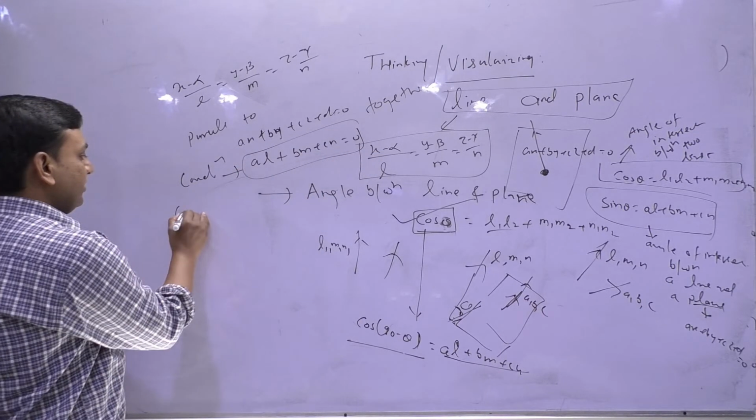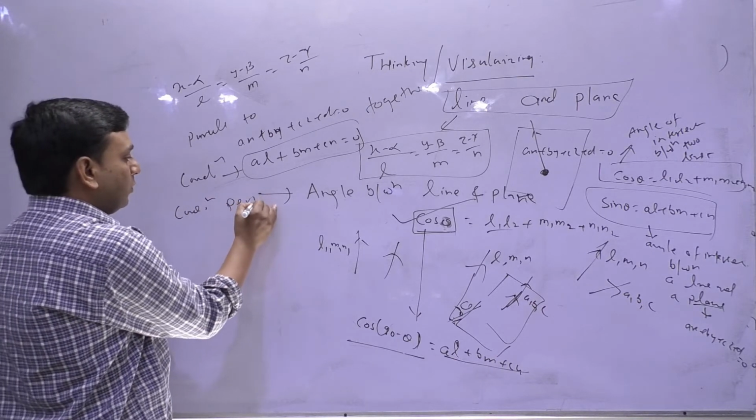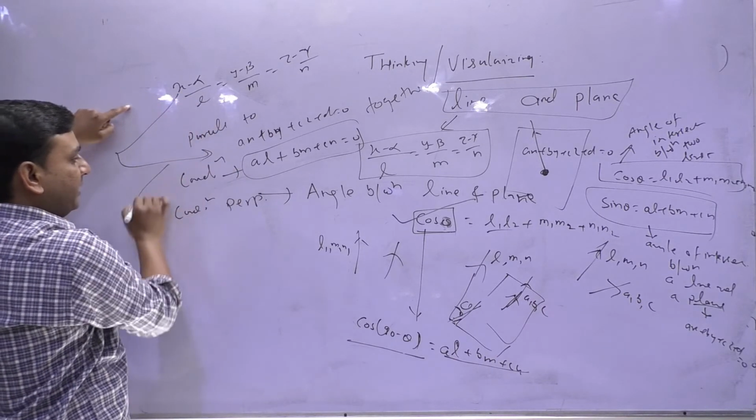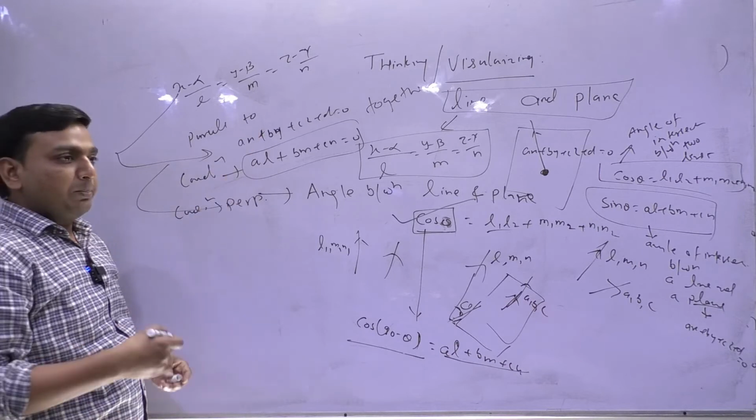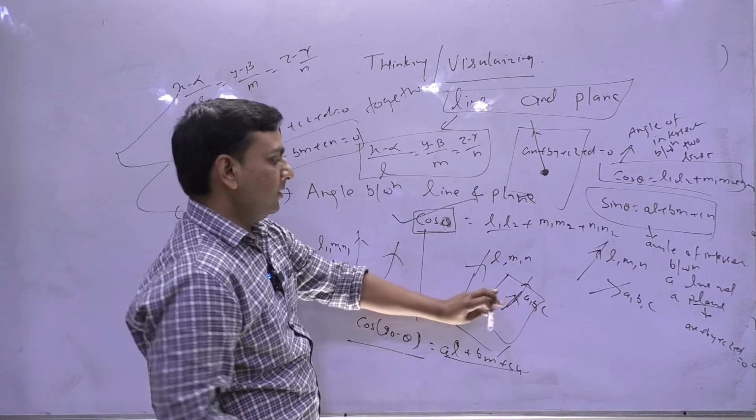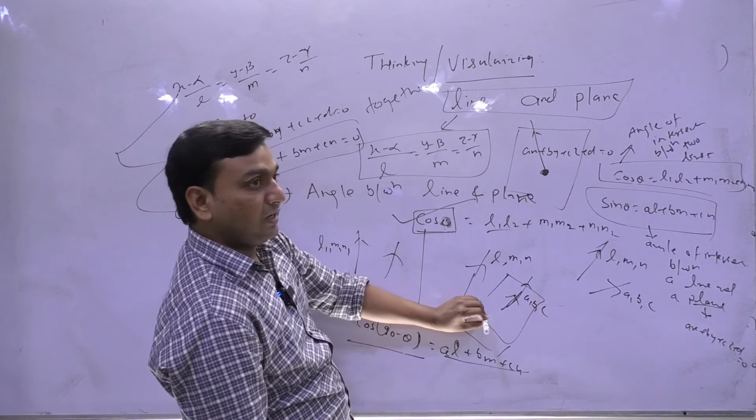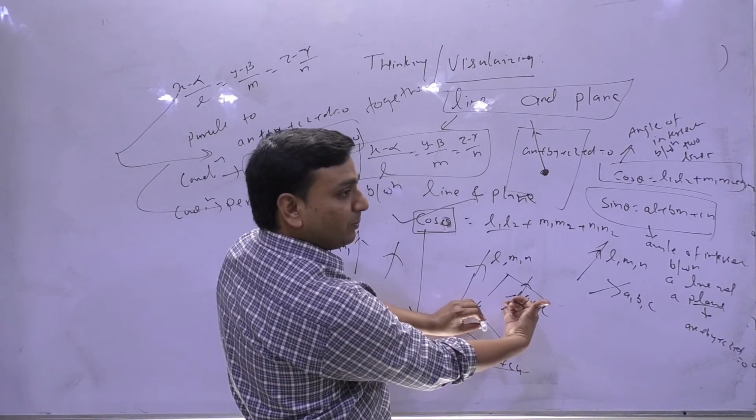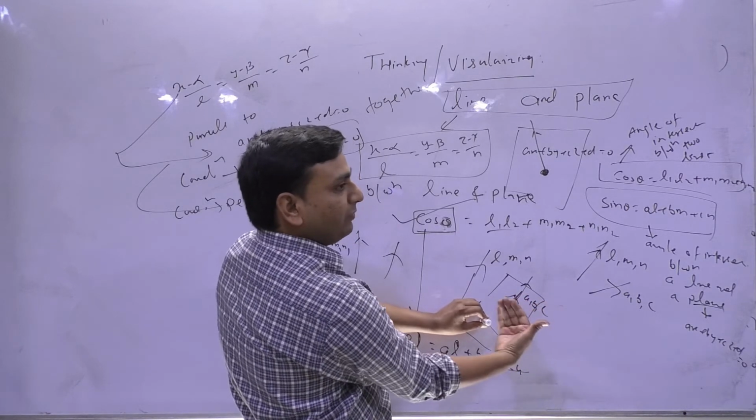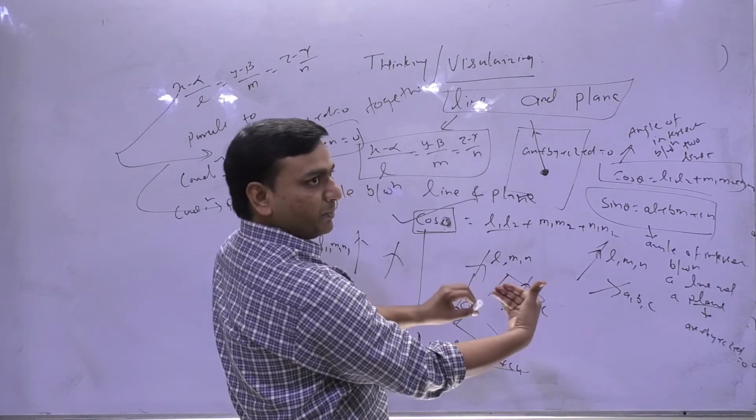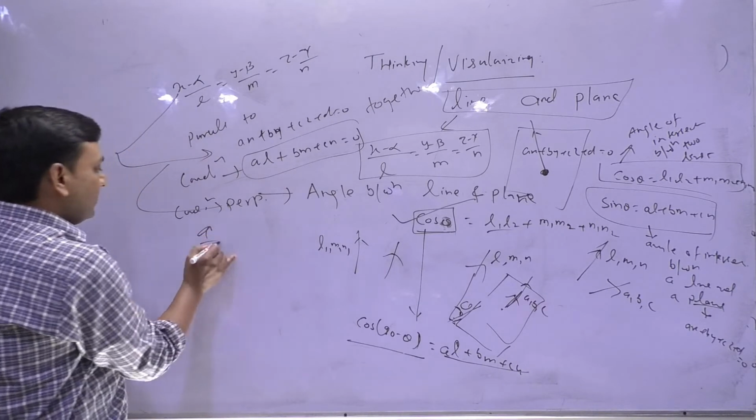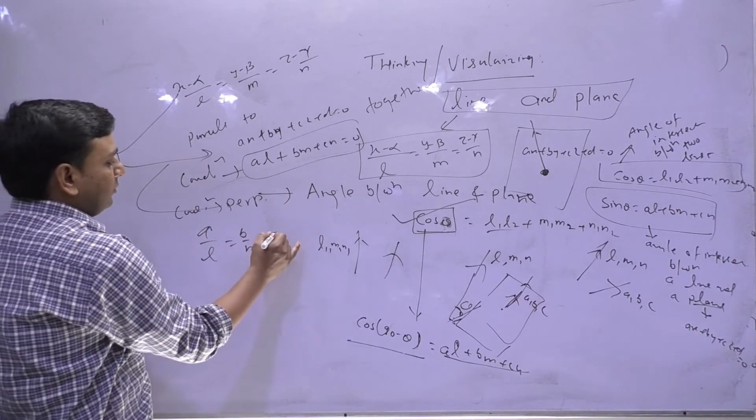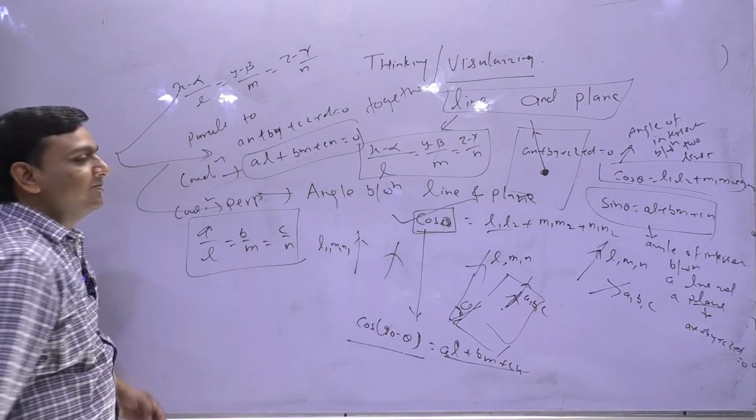What is the condition for it to be perpendicular? This line is perpendicular to this plane. So when the line is perpendicular to the plane, the DRs of the plane are always normal to the plane, so ultimately these two will be in the same proportion or not. So you need the ratio A by L equals B by M equals C by N.